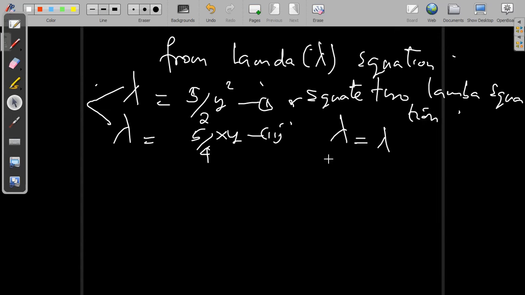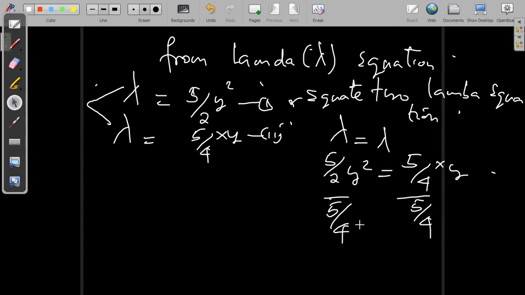So it will give out lambda, then 5 over 2y squared is equal to 5 over 4xy. Now divide by 5/4 on both sides, so as you can equate out for x. When you equate out, y squared and y will cancel up, 5/4 will cancel on both sides, so it remains with x is equal to 2y.